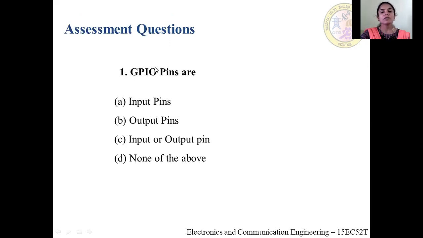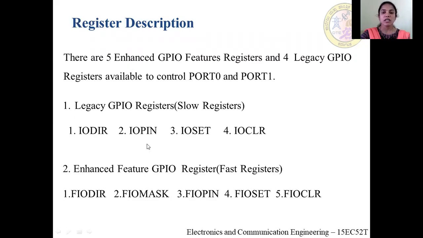So let's look into some assessment questions. The remaining registers, IODIR, IOPIN, IOSET and the enhanced feature registers, we are going to study in detail in the next session.